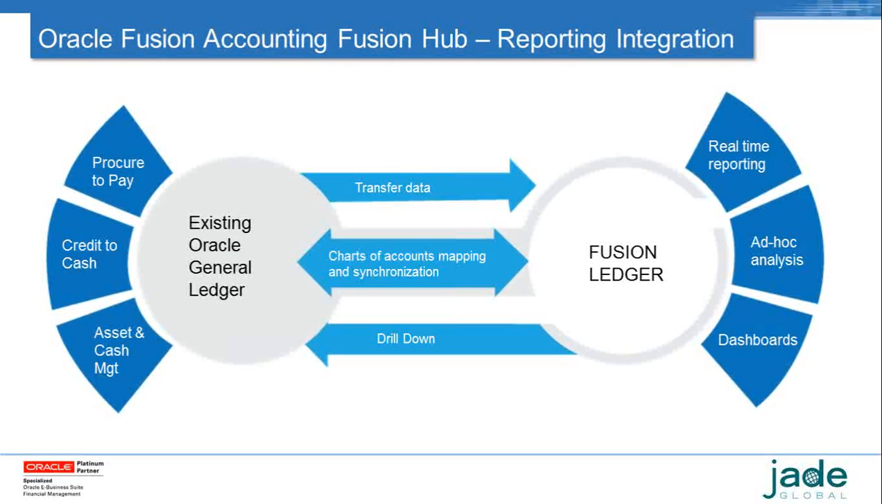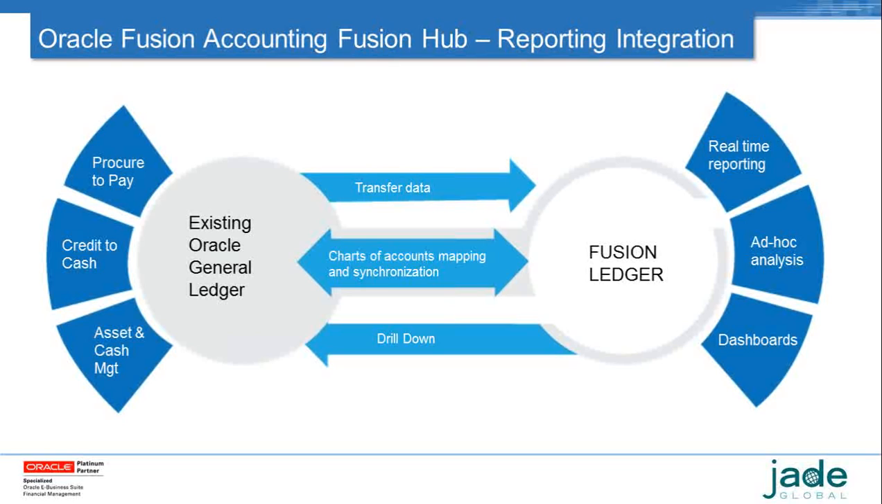So in Fusion Accounting Hub, you can integrate all the data from third-party systems as well as from other EBS and PeopleSoft GL data. You can consolidate it into your Fusion Accounting Hub, generate reports out of Fusion Accounting Hub, and drill down to the original transactions from there. So all these things are available here.